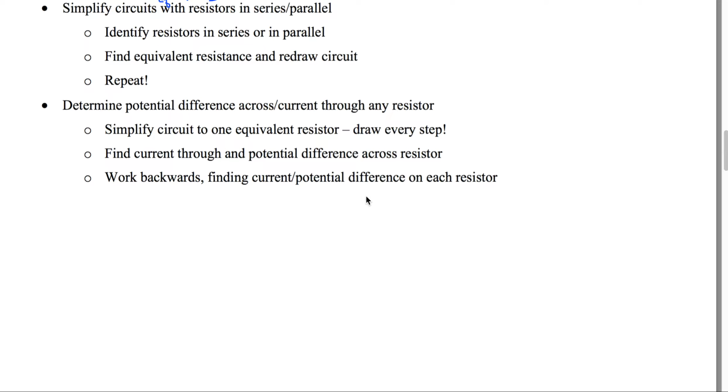Let's continue with chapter 20 of our test 2 review. Now we're looking at simplifying circuits with resistors in series and parallel, and also determining the potential difference or the current through any resistor and being able to work backwards. I'll do all of these together, and this will be very similar to what we did back in chapter 18 with capacitors in series and parallel.